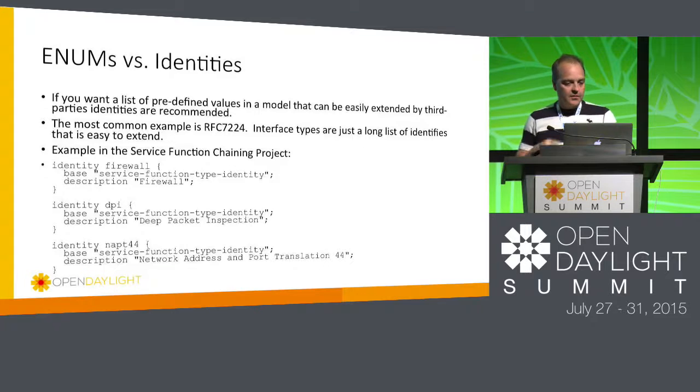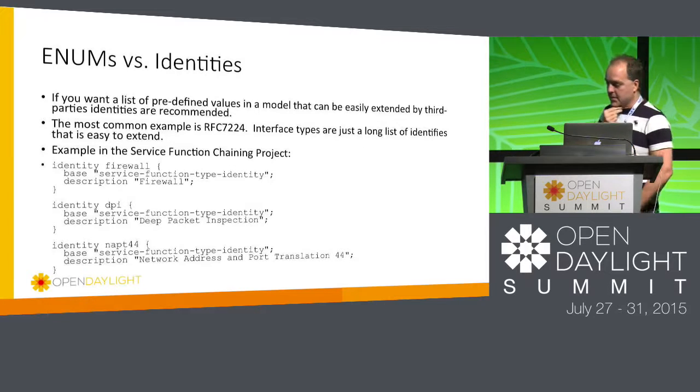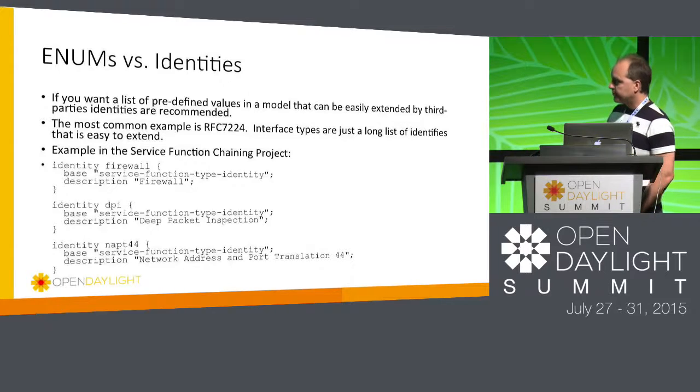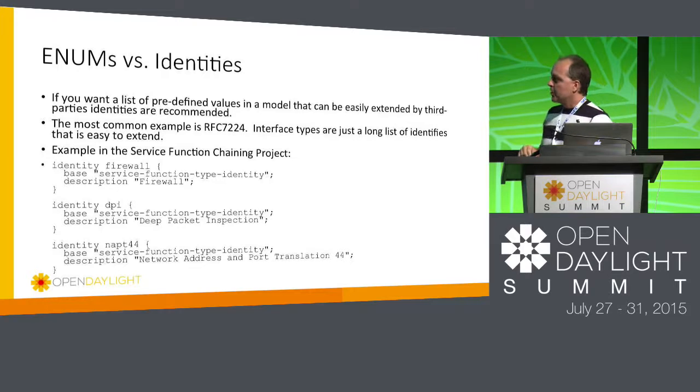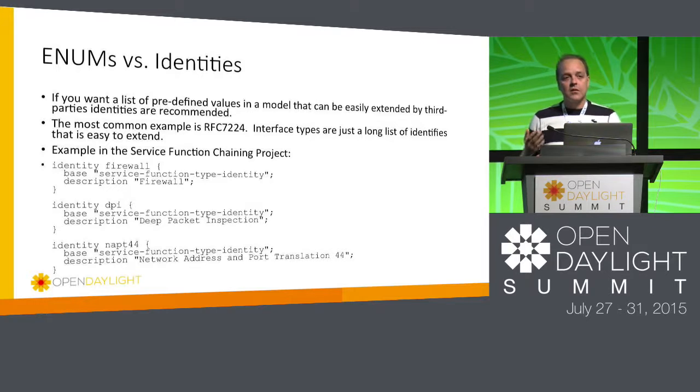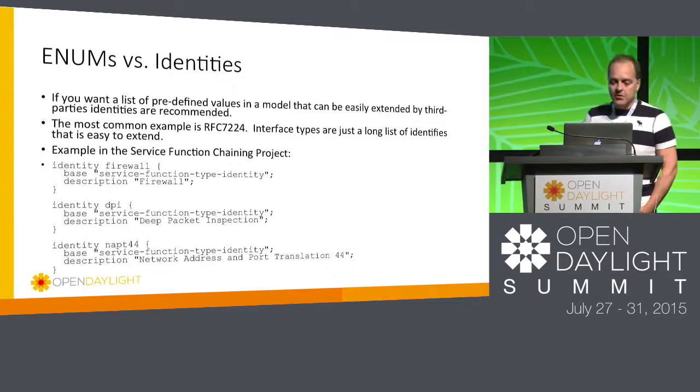Let me see what else. Enums versus identities. This is a big item as well. Enums in YANG are very nice, but they are not very extendable, right? So anytime you want to convey a list of things that people are going to be free to extend, not only you, but third parties as well, the recommendation is to use identities.